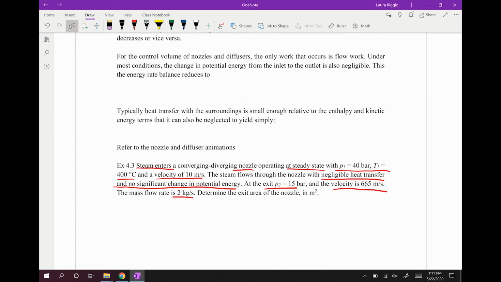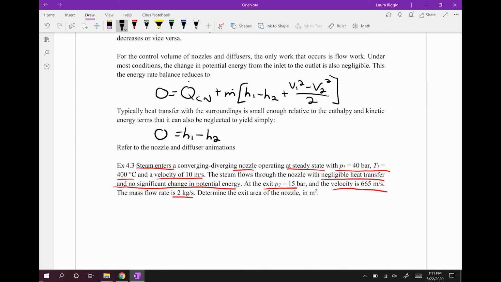So our energy balance reduces down to 0 is equal to Q plus m dot times (H1 minus H2 plus (V1 squared minus V2 squared) over 2). Typically, the heat transfer with the surroundings is small enough relative to the enthalpy and kinetic energy change to be neglected, which yields 0 is equal to H1 minus H2 plus (V1 squared minus V2 squared) over 2.